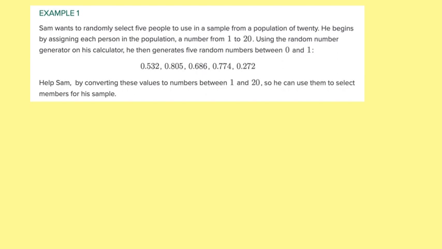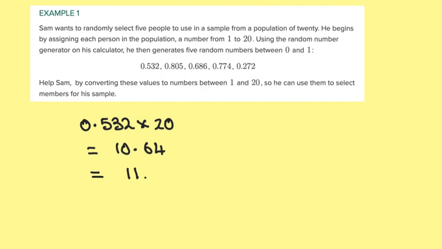Help Sam by converting these numbers to numbers between 1 and 20, so he can use them to select members from his sample. To get random numbers between 1 and 20, we multiply each number by 20 and round up to the next whole number. So for the first one, we would do 0.532 times 20, which equals 10.64. So we would round that to 11.